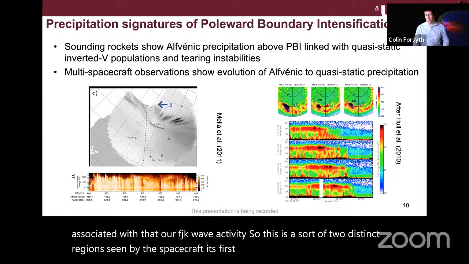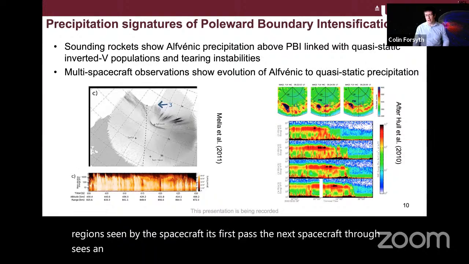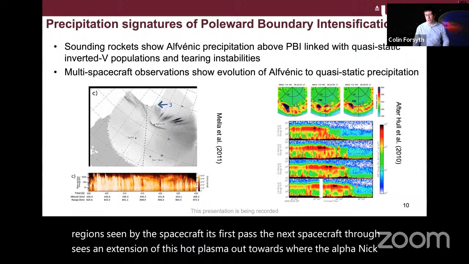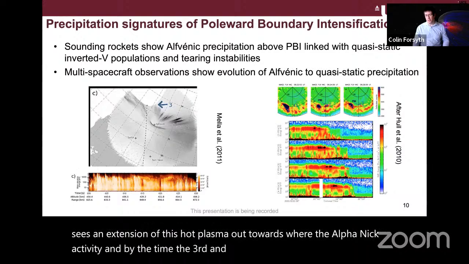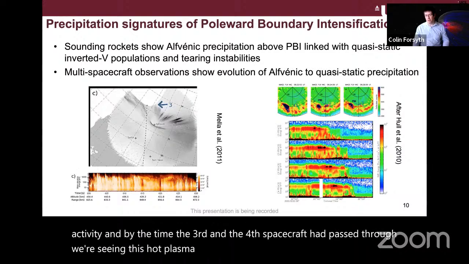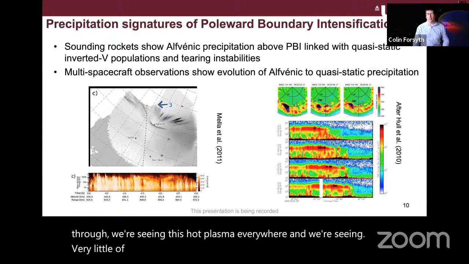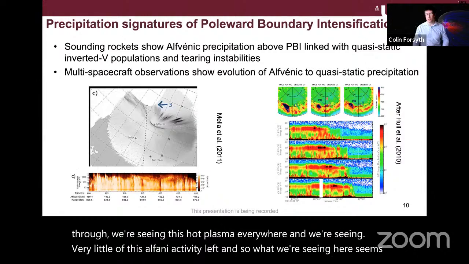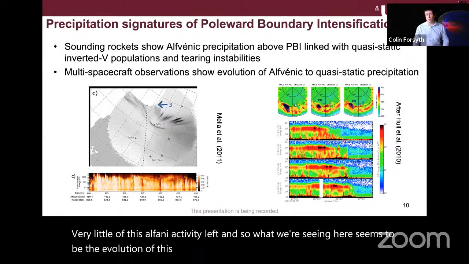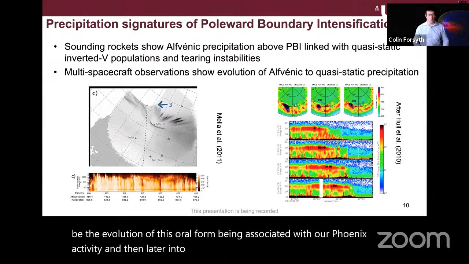The next spacecraft through sees an extension of this hot plasma out towards where the Alfvénic activity was. And by the time the third and the fourth spacecraft have passed through, we're seeing this hot plasma everywhere, and we're seeing very little of this Alfvénic activity left. And so what we're seeing here seems to be the evolution of this auroral form being associated with Alfvénic activity, and then later into a more quasi-static or typically hot electron population from the plasma sheet.